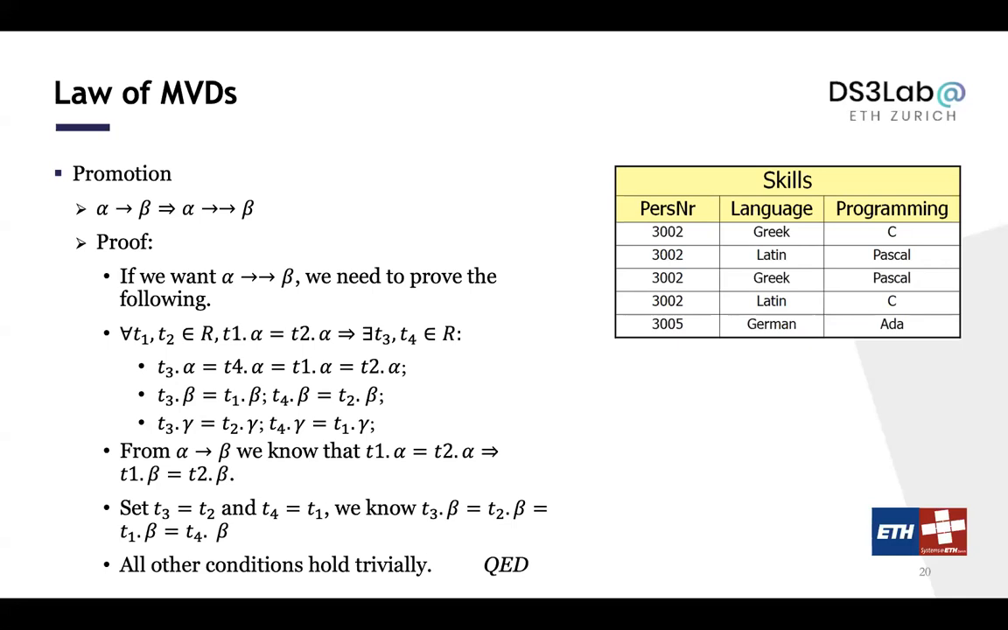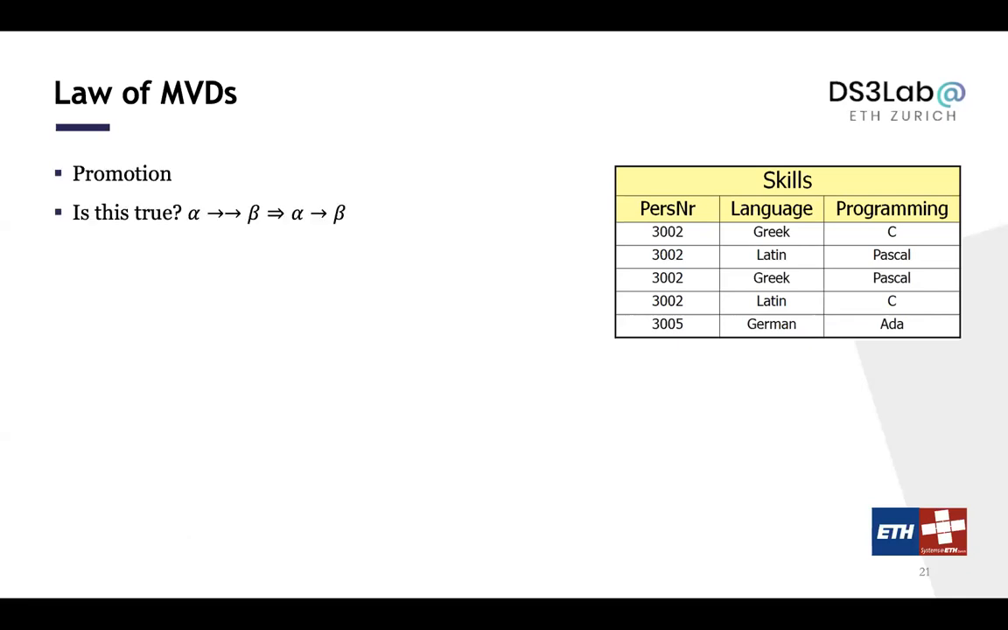In general, you go back to the definition, right? And you try to reason about it. So in this case, whenever you have a functional dependency, you have a multi-value dependency. However, the other way around is not true, okay? Whenever you have a multi-value dependency, it doesn't mean you have a functional dependency.